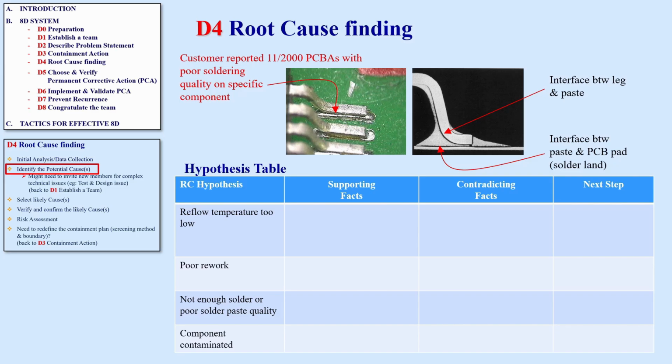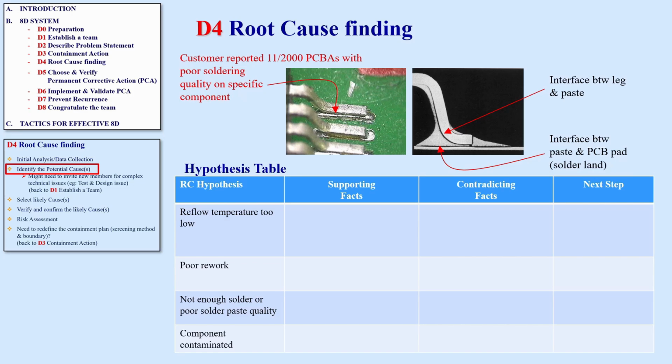Once we have listed down all the root cause hypotheses, we will fill up the supporting facts and contradicting facts for each of the hypotheses. Fill these up horizontally, row by row. When applicable, document the next step too.